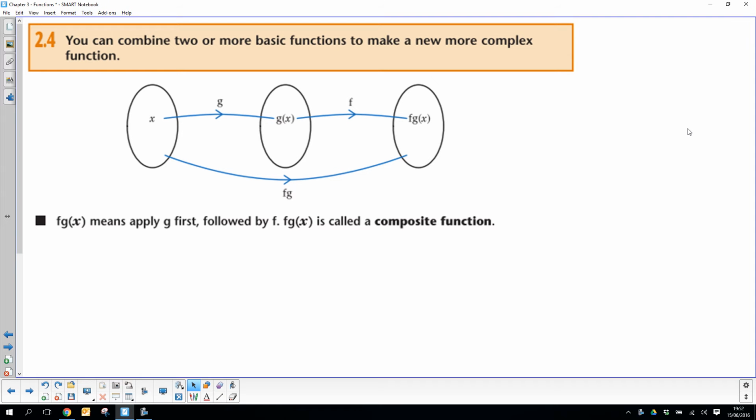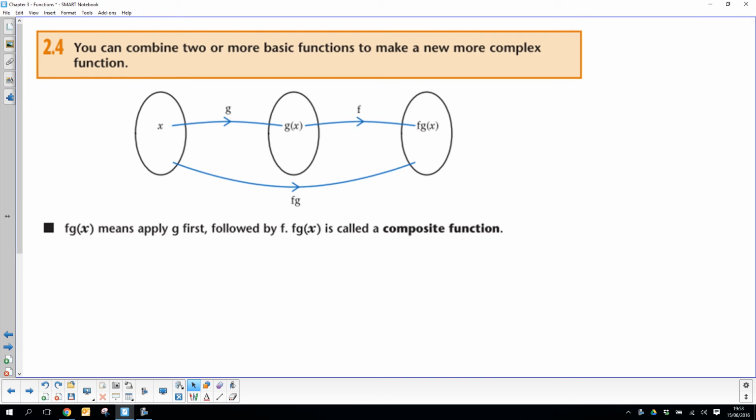Right, so this next video is going to look at section 2.4, a couple of examples, and this is the precursor to completing exercise 2D. And it's all about composite functions, okay? A composite function is what happens when we combine two or more basic functions, and then we end up with a composite function. So, for example, we might have, as they've written here, fg of x.